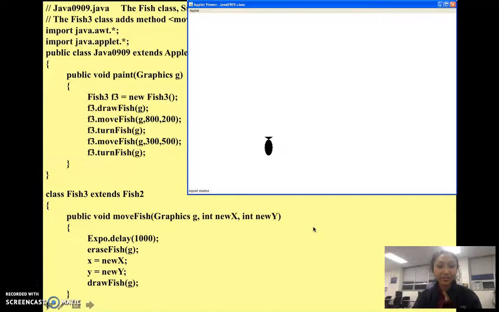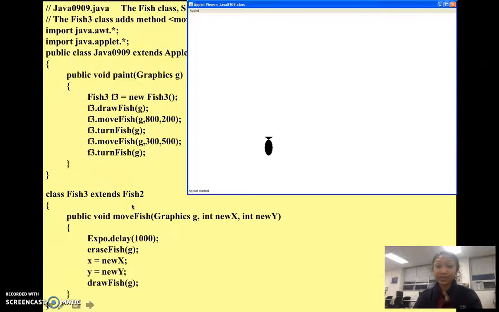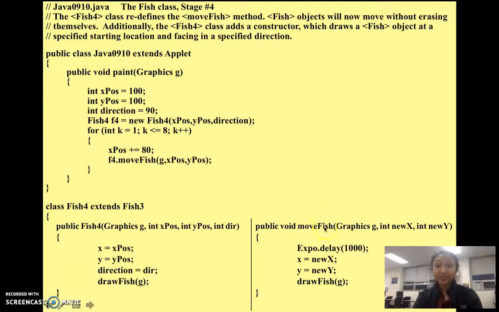Remember, this one had the move fish method. I actually have the ability of doing something like this, where I rewrite whatever fish 3 had. So fish 3 had a move fish, and fish 4 has a move fish. I'm overriding, or rewriting, that move fish method, and that's something you can do with inheritance. Where I have a new X and a new Y, I try to draw the fish again. So I'm moving the fish again with a delay.